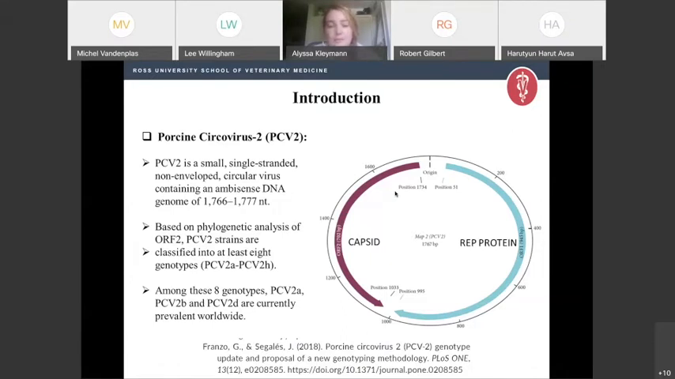And it is with this capsid that PCV2 strains can be classified into at least 8 genotypes, PCV2A through PCV2H. Among these 8 genotypes, PCV2A, PCV2B, and PCV2D are currently prevalent worldwide. In about 2004 to 2005, PCV2B emerged and replaced PCV2A as a predominant strain. And then in about 2012, PCV2D emerged.